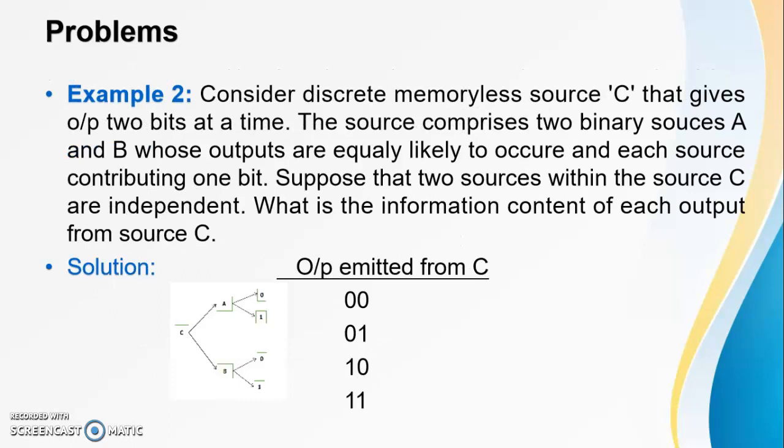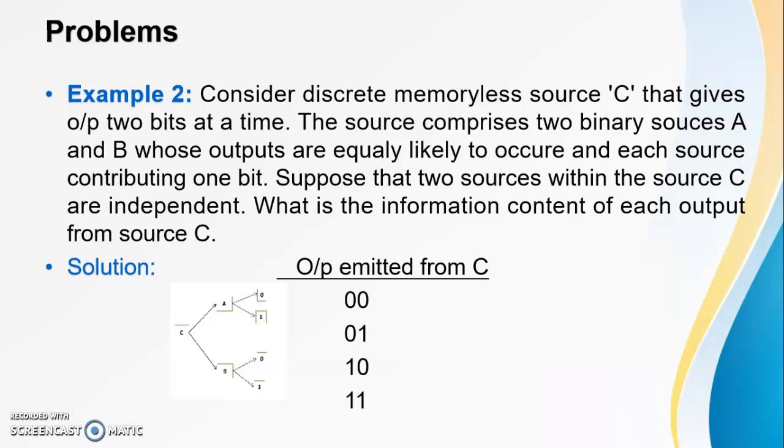Let's come to another problem. Consider a discrete memoryless source C that outputs 2 bits at a time. The source comprises two binary sources A and B, whose outputs are equally likely to occur, and each source contributes 1 bit. Suppose that the two sources within the source C are independent. What is the information content of each output from source C?